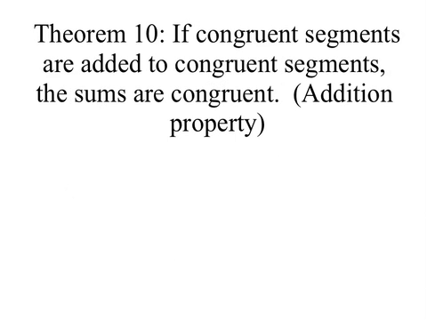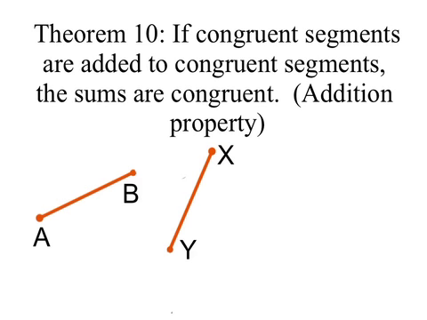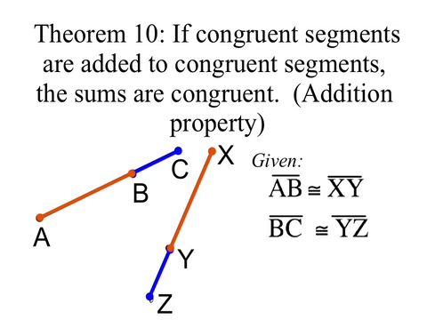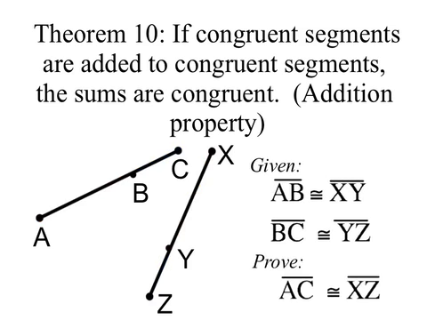And here's theorem 10. If congruent segments are added to congruent segments, the sums are congruent. So we'll start with a pair of congruent segments. Those are orange. We'll add 2 congruent blue segments to each one. So that means we're given that AB is congruent to XY and BC is congruent to YZ. This theorem proves then that the entire segments, in this case AC, is congruent to XZ.